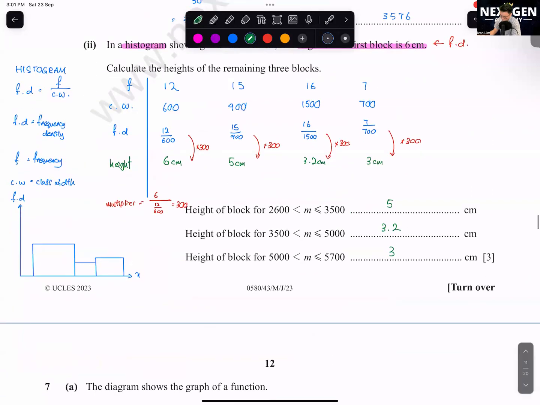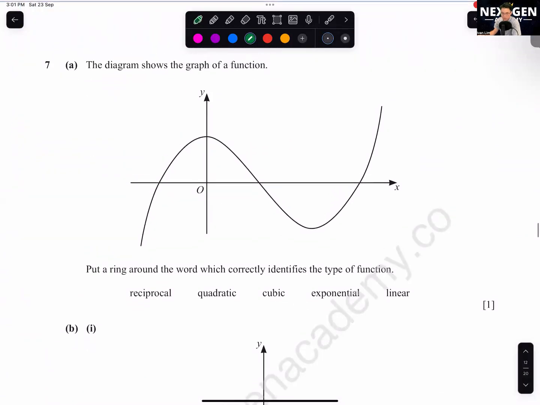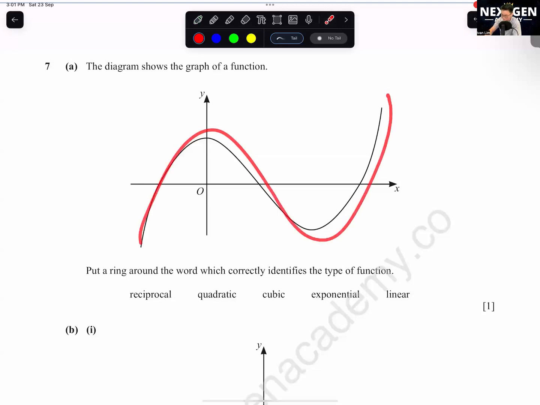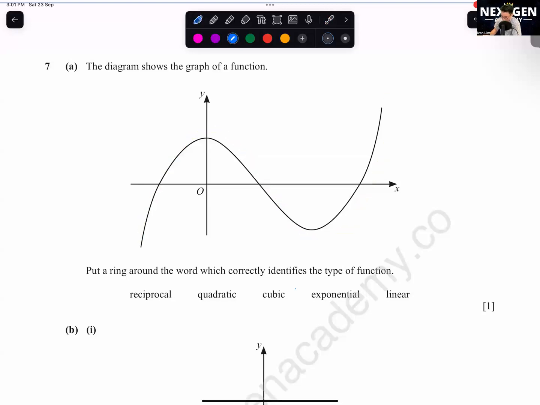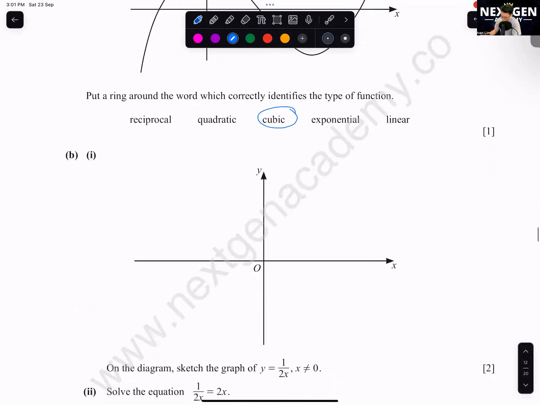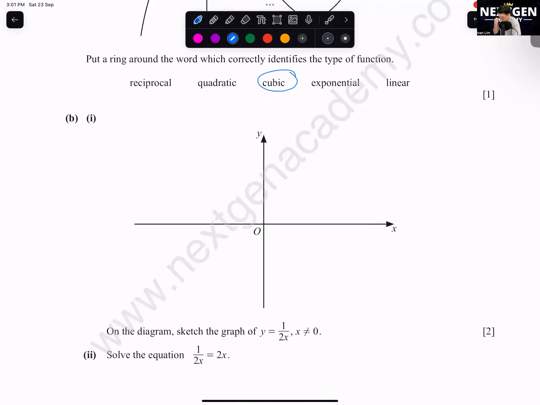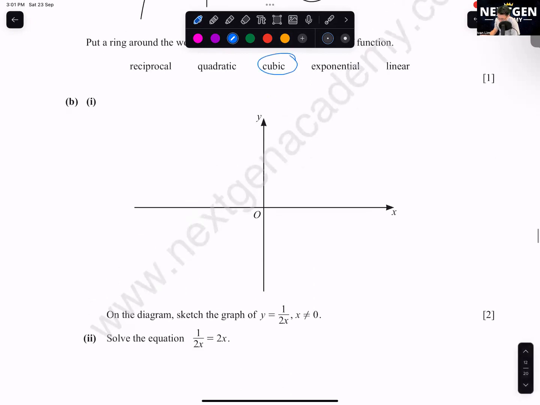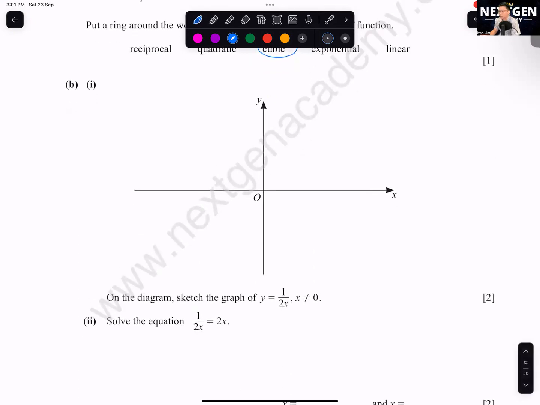Okay, let's go to question 7. Question 7a. Put a ring around the word which correctly identifies this type of function. So this is a suffer now, enjoy later graph. This is a cubic graph. They want you to draw a diagram of y equals 1 over 2x. How does 1 over 2x look? This is an inverse graph because you got 1 over x.